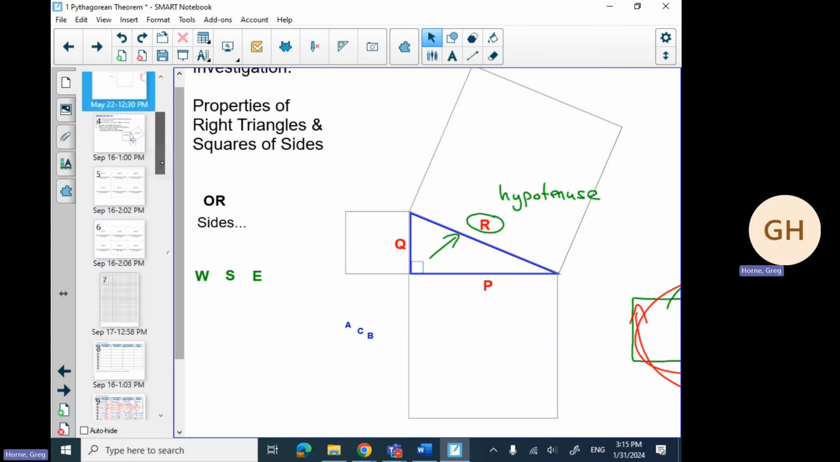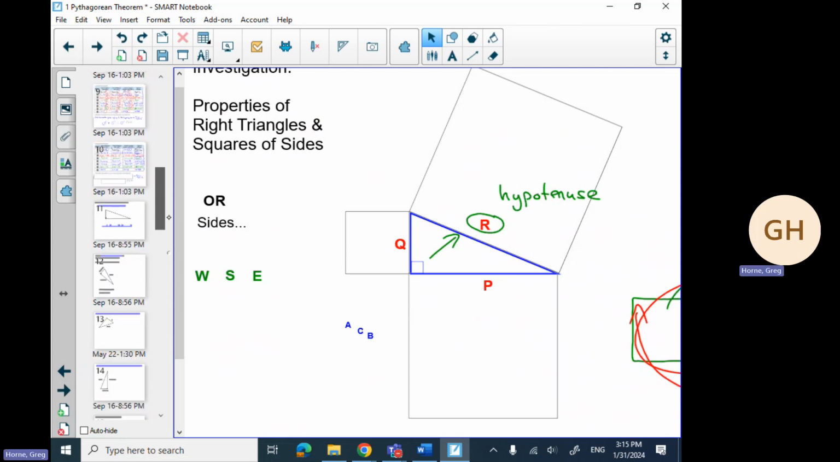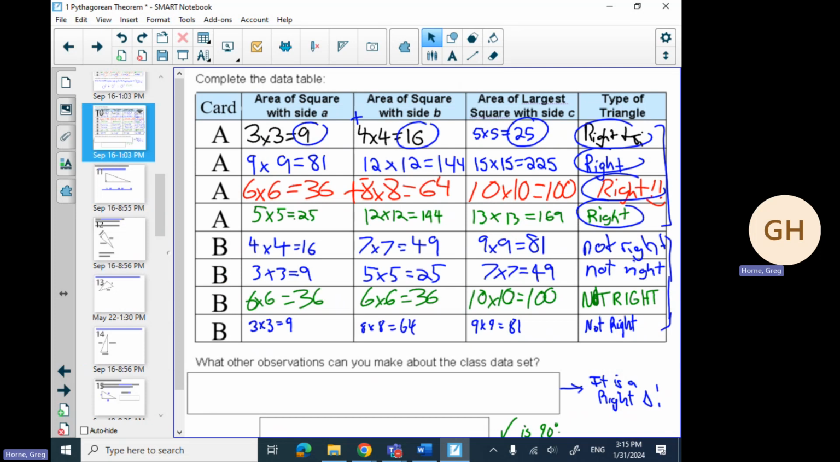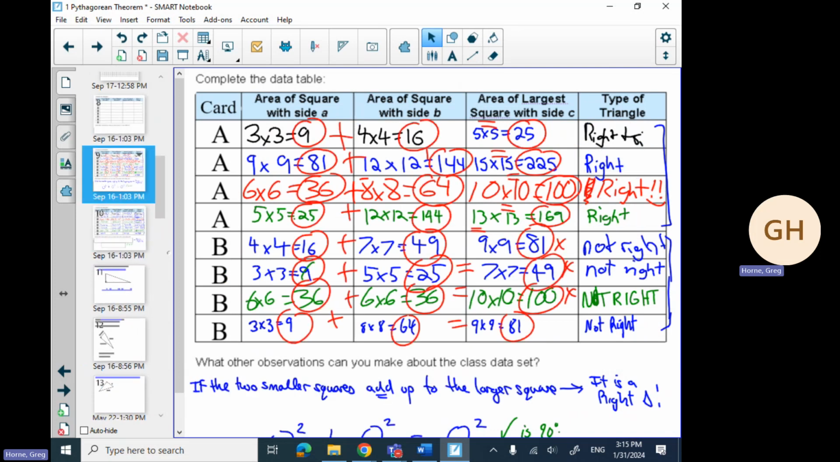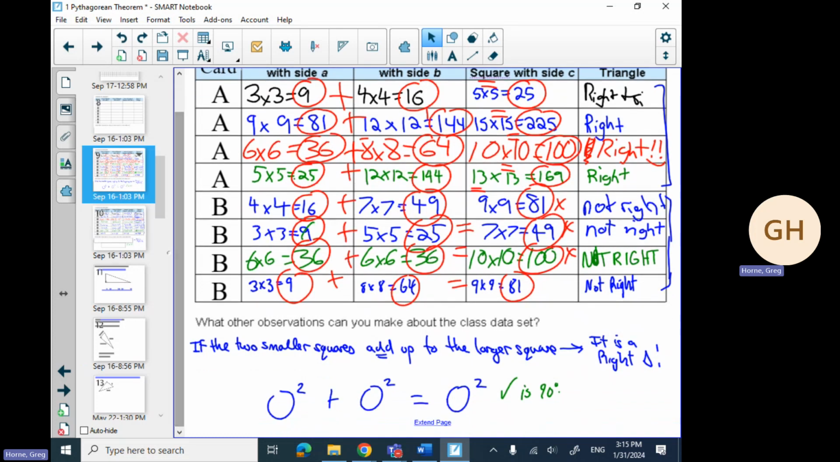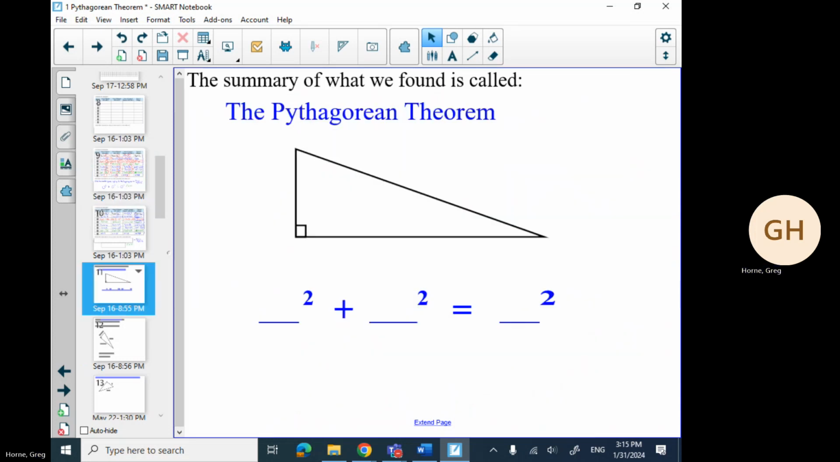So now we've pictured discovering the Pythagorean theorem ourselves and seeing the number pattern. I think this is the page from when I had done it with the class, where you notice, hey, look, those smaller squares add up to the larger square. And if they do, then it's a 90 degree angle. If they don't, it's not a 90. So this is where the formula kicks in, where I want you to really think of this one as the hypotenuse.